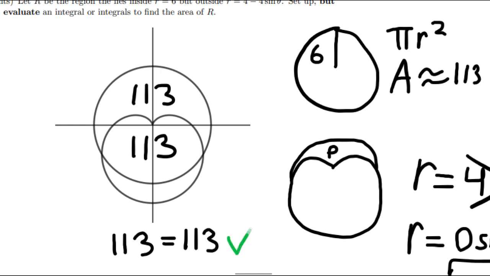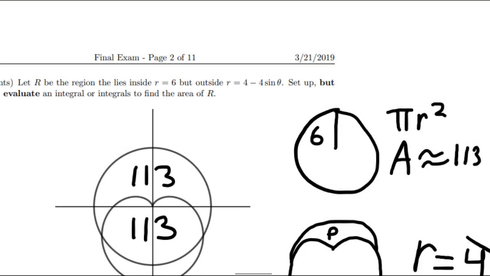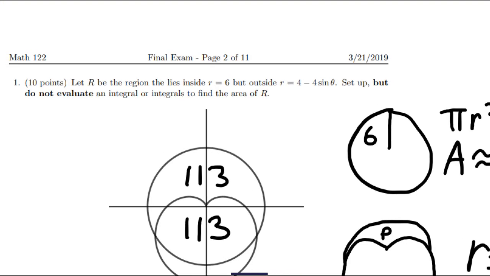That is true. So if we go to the top, we have the question: let R be the region that lies inside r equals 6, but outside of r equals 4 minus 4 sine theta. Set up, but do not evaluate, meaning do not get a number, an integral or integrals to find the area of R. So the area of R, using the Venn diagram and widow's peak formulas, is true.